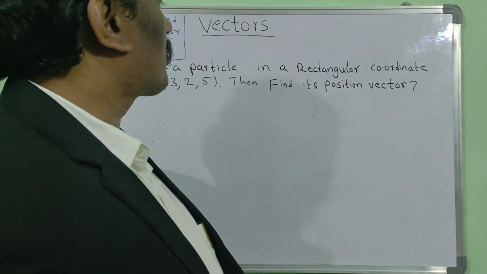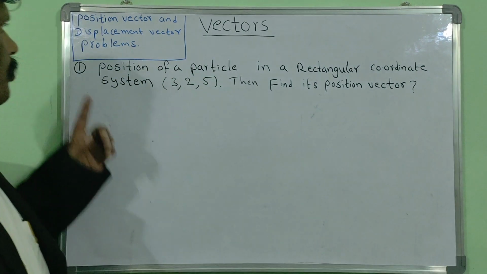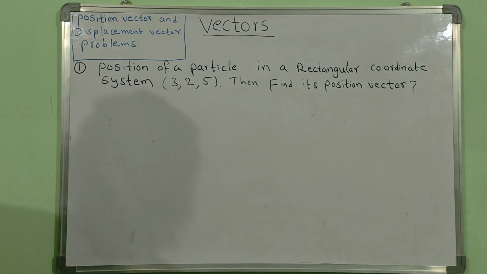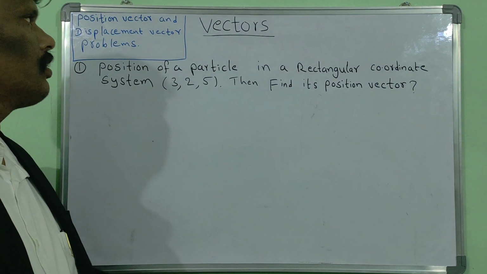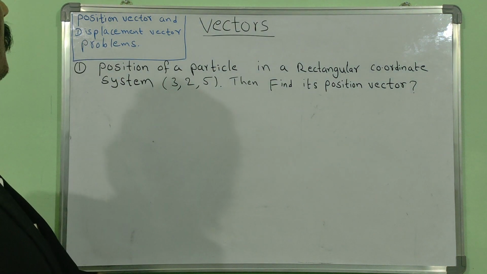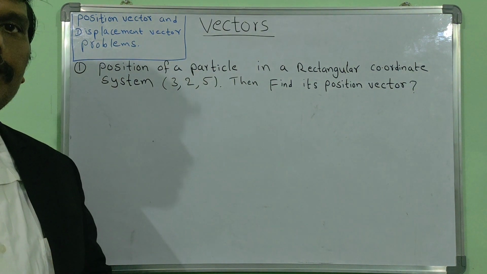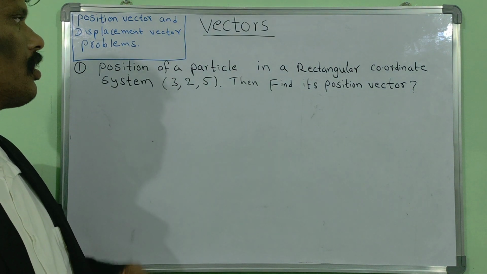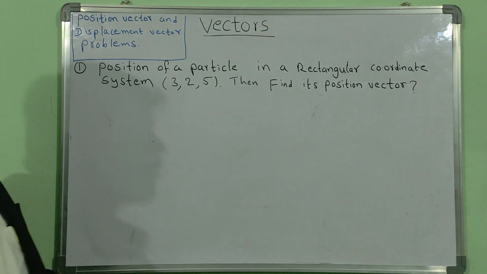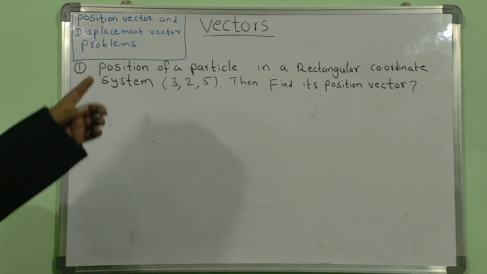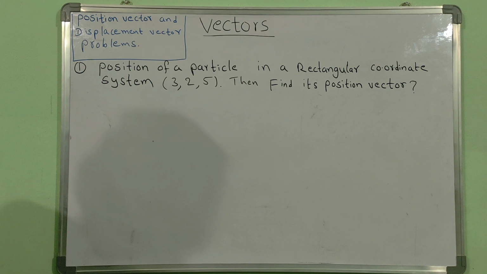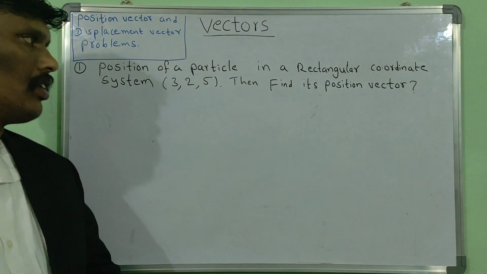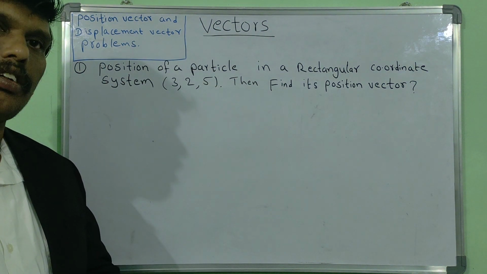Today we are going to discuss vectors, problems based on position vector and displacement vector. In the previous video I explained the concept related to position vector and displacement vector, and in this video I am going to continue the problems based on position vector and displacement vector. The first problem: the position of a particle in a rectangular coordinate system is given as 3, 2, 5. Find its position vector.